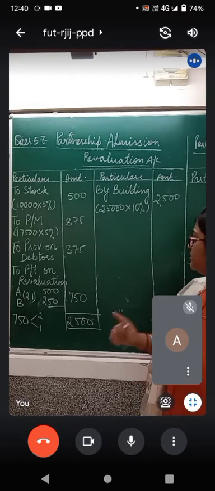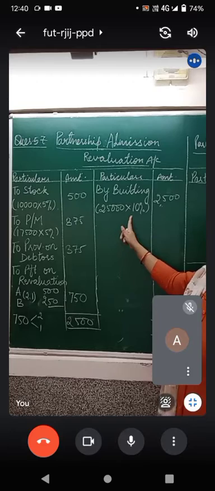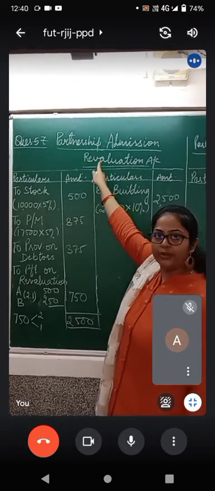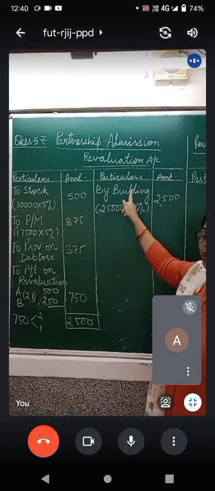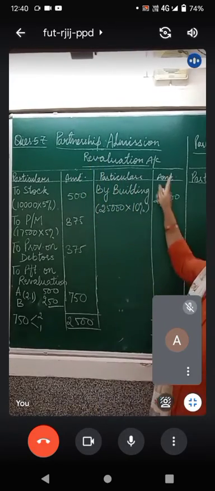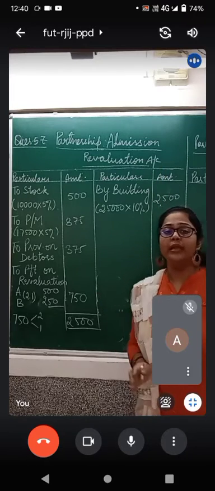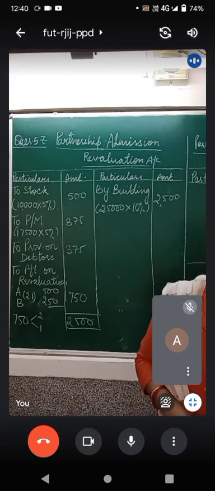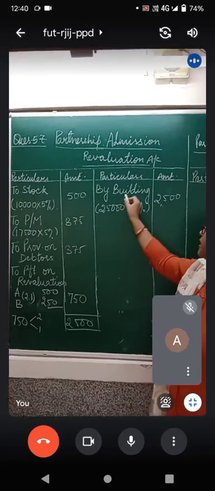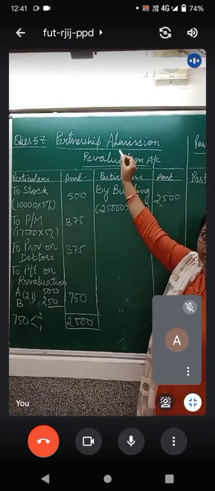Next journal entry. Second journal entry that you will do, an increase in building. So building account debit to revaluation account. Right side it is, building account debit to revaluation account, 2500 and 2500. Building appreciated by 10%. Building account debit to revaluation account.